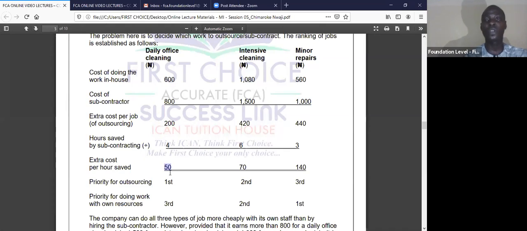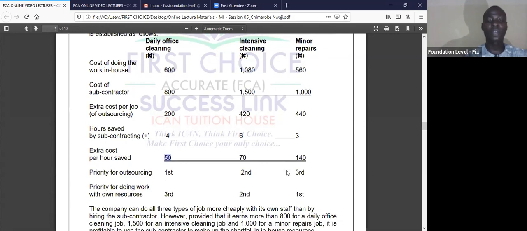I don't know if you understand me. So the one that is ranked higher is the one I will do first, followed by the lower one and the lowest. So I will follow the reverse. That would mean that the one that is ranked last for doing it in-house is what will be ranked first for outsourcing.